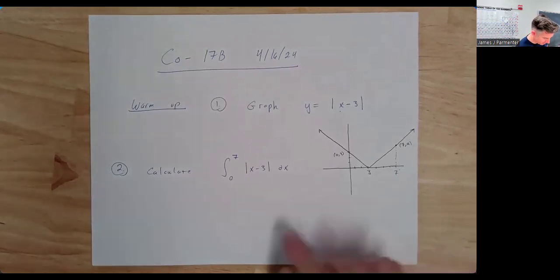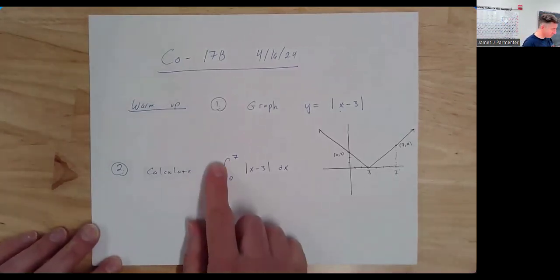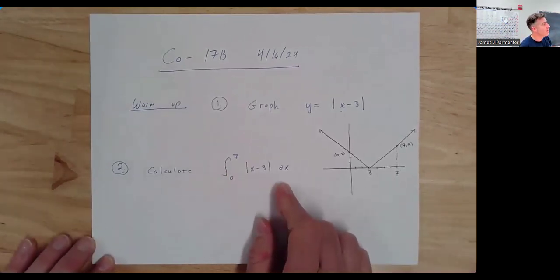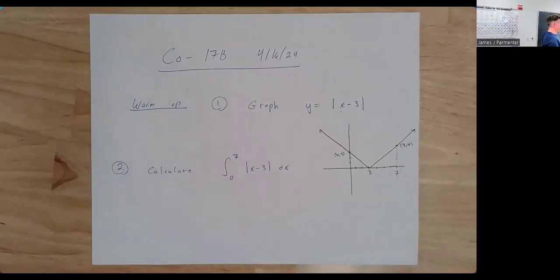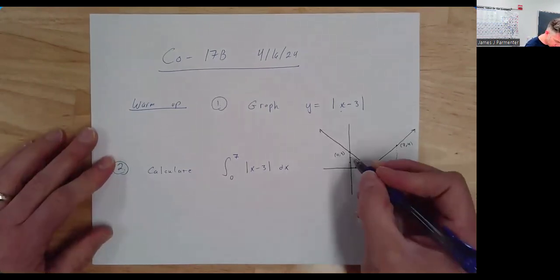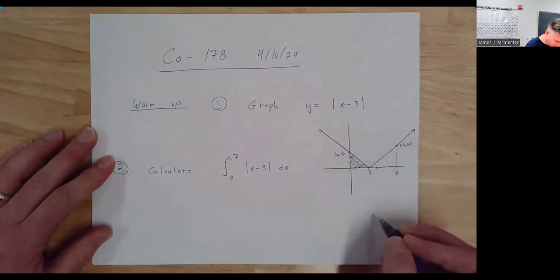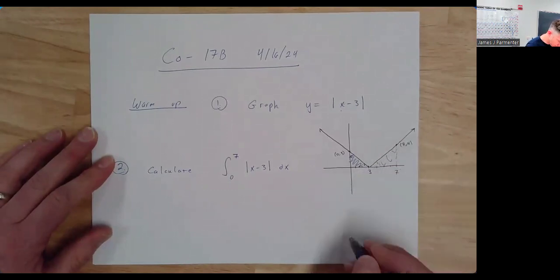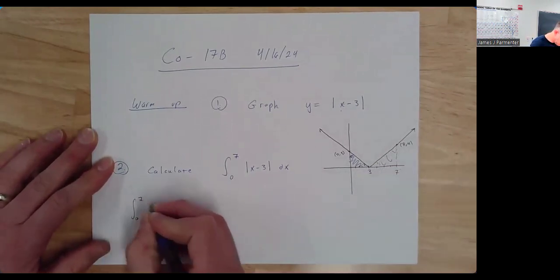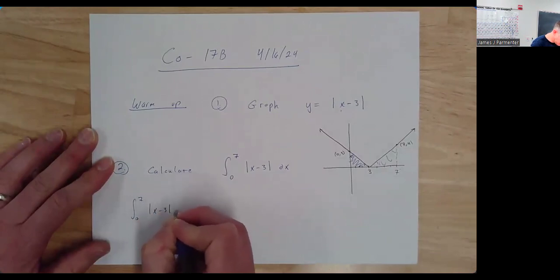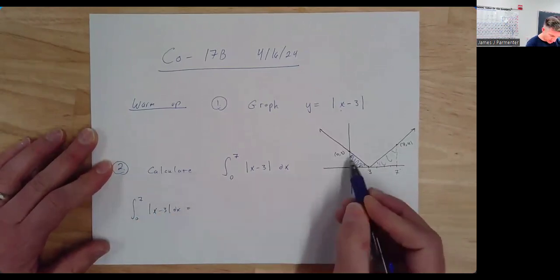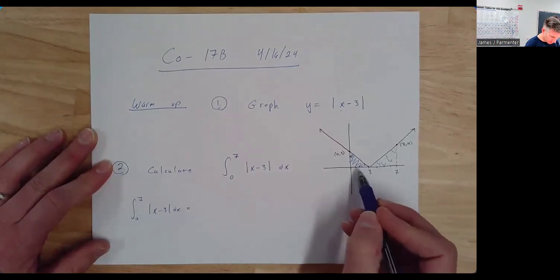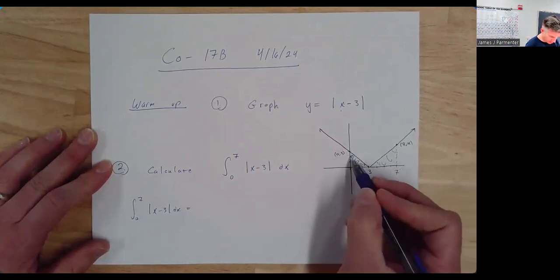So I want to find the integral from 0 to 7 of the absolute value of x minus 3. The way we're going to do this is not by trying to actually find any antiderivatives. We're just going to use the graph. This integral is equal to the area of that triangle plus the area of that triangle. This triangle over here has a base from 0 to 3, which is 3, and a height from 0 to 3, which is 3.